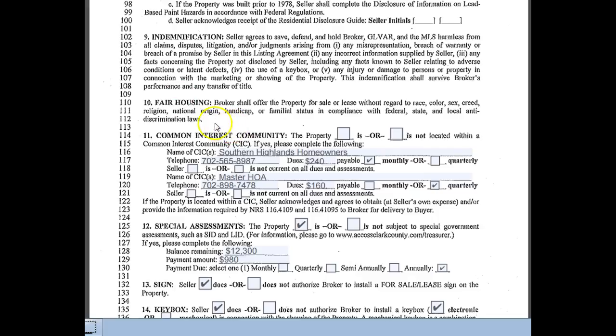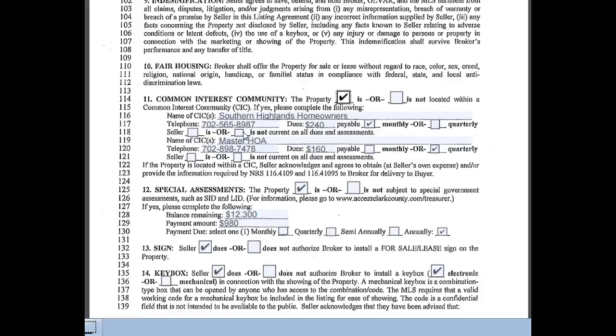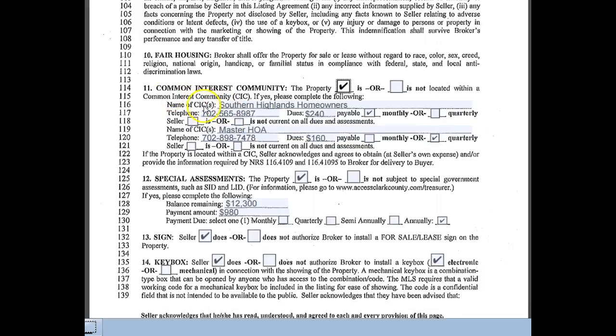Number 11, this is the disclosure that the property is or is not located within a common interest community, CIC. If so, have the seller complete the following: the name, the telephone number. If they don't have the telephone number, you can easily provide that for them as well. And the seller is or is not current on their dues and assessments.